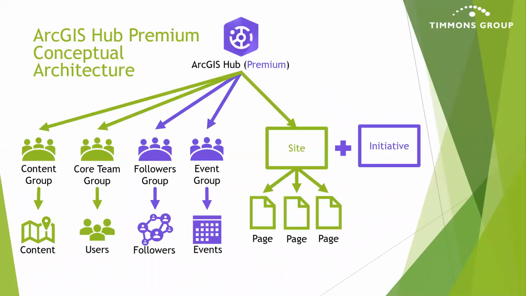Shown on this slide is how the diagram would adjust when using Hub Premium. So two additional groups are created when a new initiative is started. Those are to group together the community identities for the followers of your initiative, as well as a group that's created for any events that you add to your initiative. Again, the followers are the accounts of your second community organization.